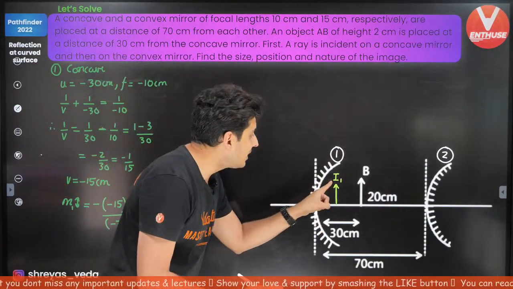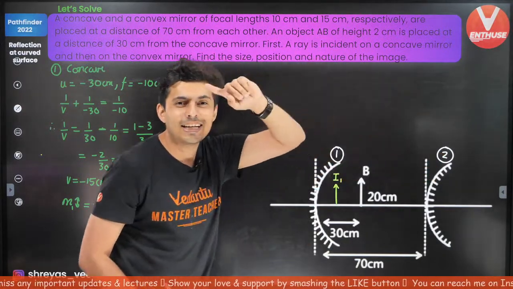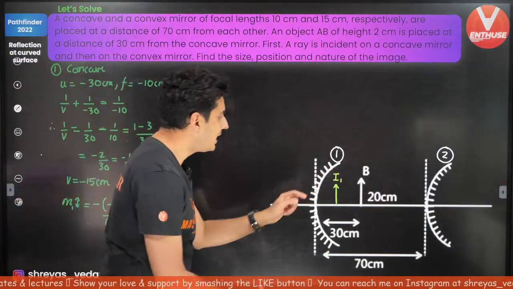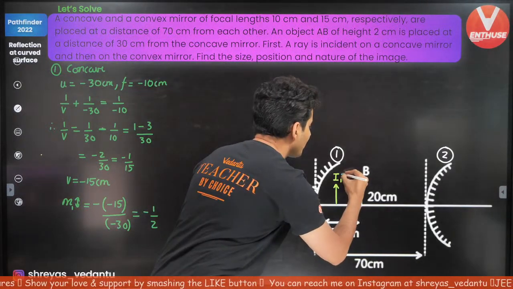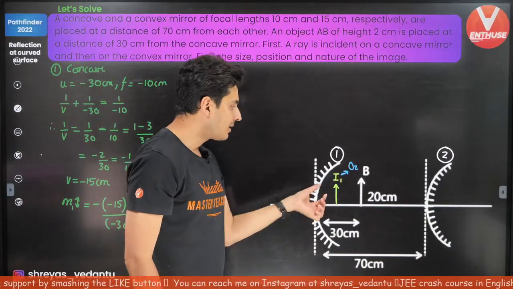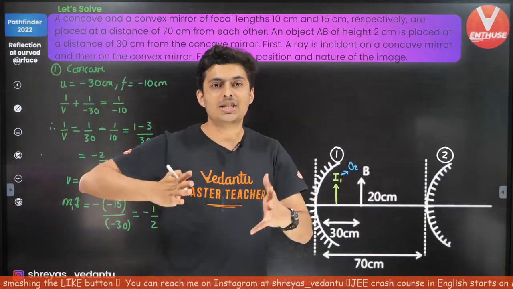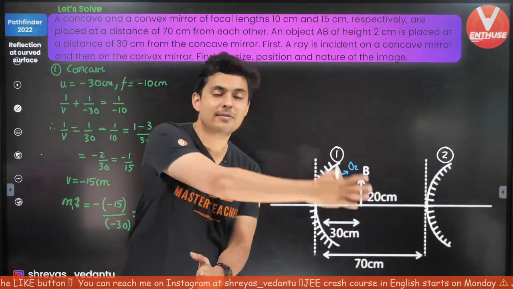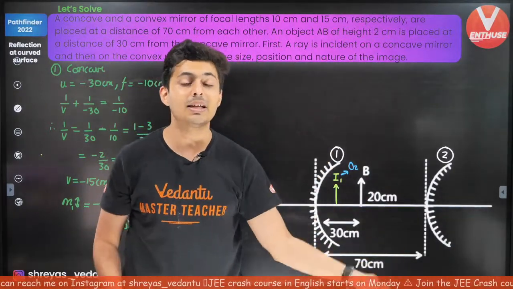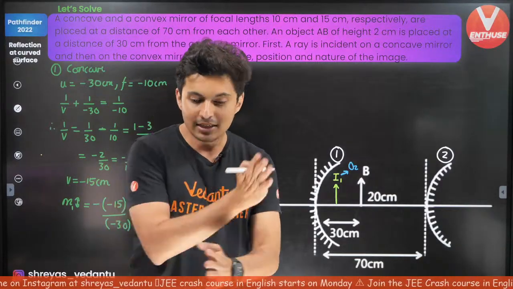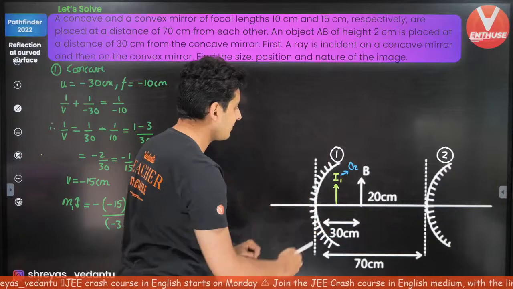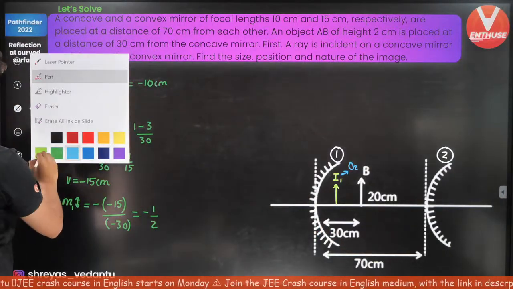Now, this image will become the object for the next reflection. Yes, you heard me right. This image will now become the object for the second reflection. Every reflection's image will be the next reflection's or refraction's object. It continues.